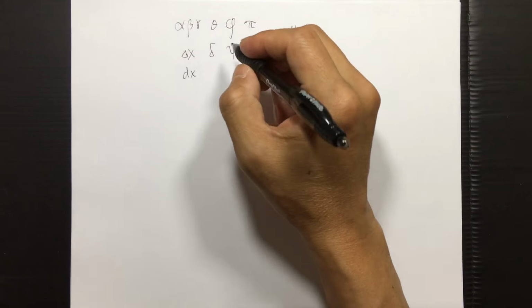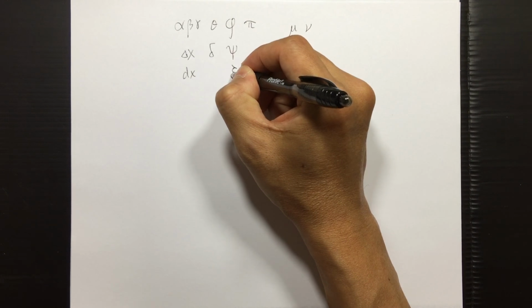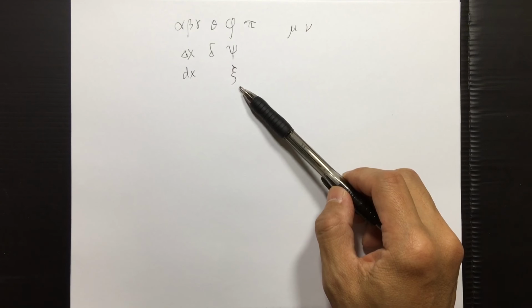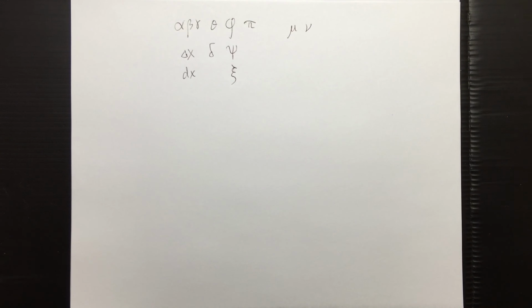Then there's this thing. You've probably seen this thing before. Have you seen this thing before? No. This is xi. This is psi. This is xi. And the way I learned this is all psi, xi, or whatever. Let me see, what else do I have?